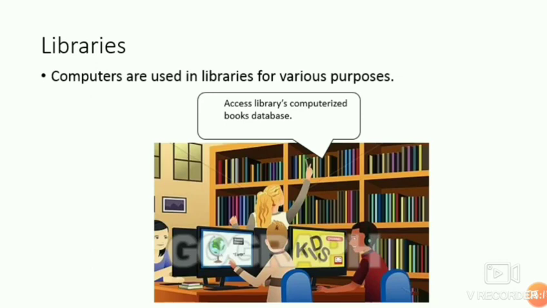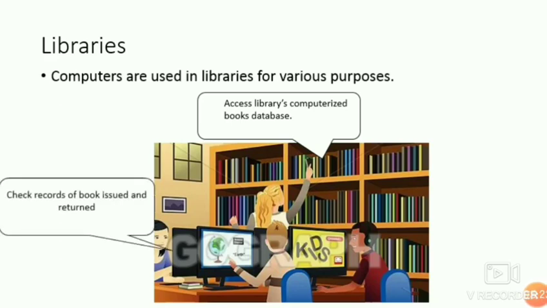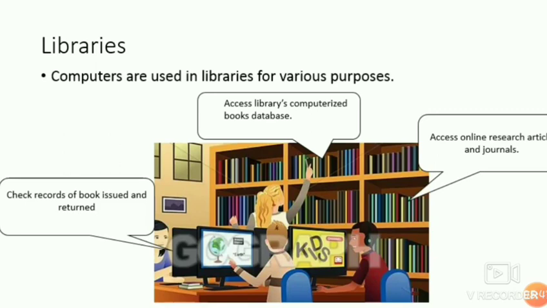So access libraries' computerized book database, check records of books issued and returned. Check record of books issued and returned means when books are issued to students and when students return those books. Access online research articles and journals. So these are the uses of computer at libraries.